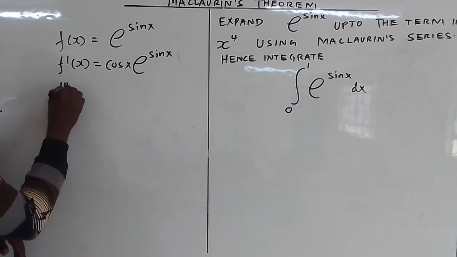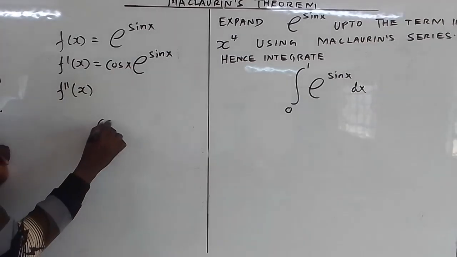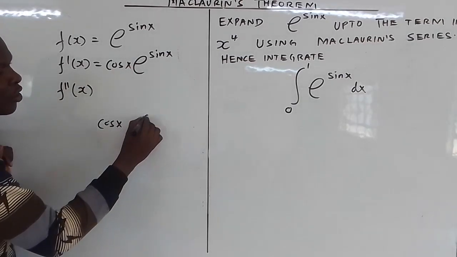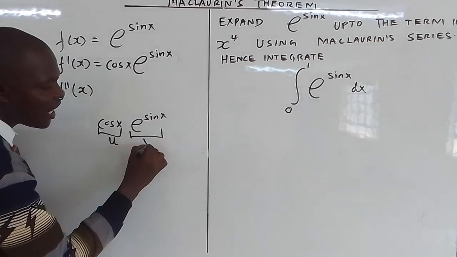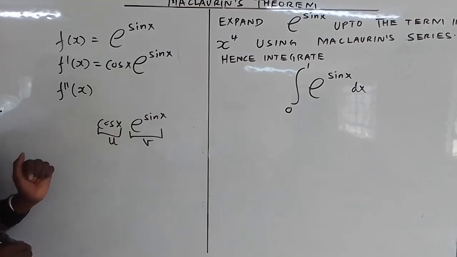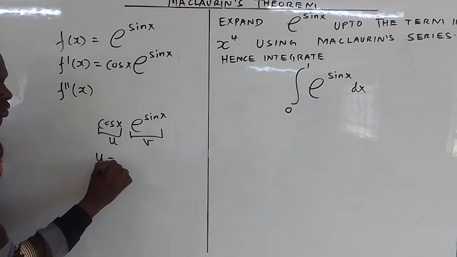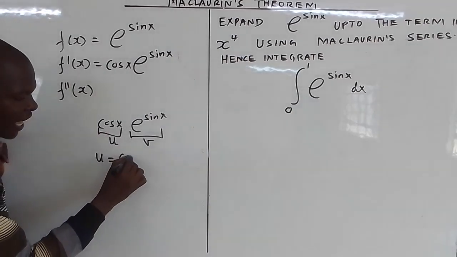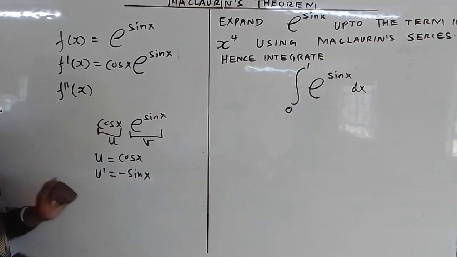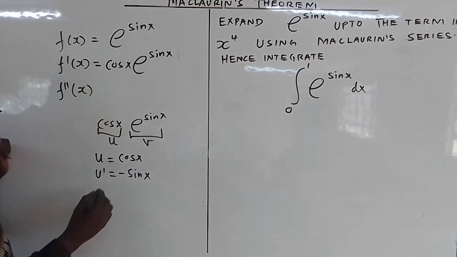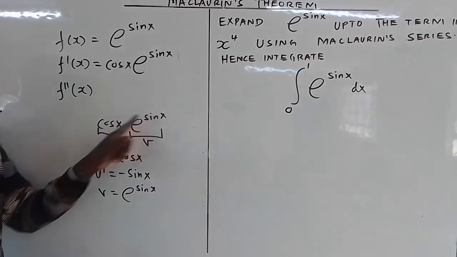We differentiate it for the second time. Now, if you are differentiating this for the second time, you can see it is product rule: cos x exponential sine x. The first part is u, the second part is v. So you have u is equals to cos x. If you differentiate cos x, you are supposed to get negative sine x. Then your v is what? Exponential sine x.